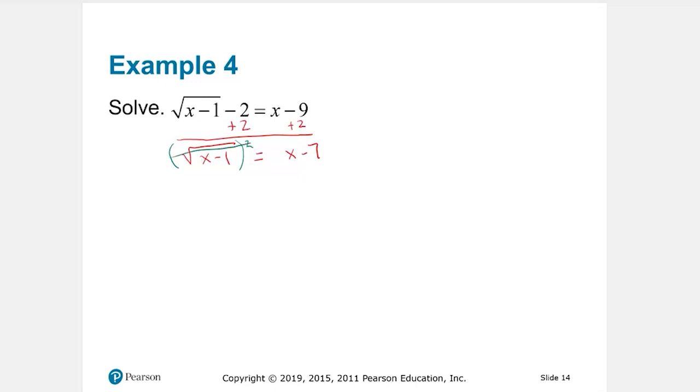They cancel. Or if I have something squared, I take the square root of it, and the squared and the square root cancel as well. So if I square that side, I also have to square this side. So what do I get?